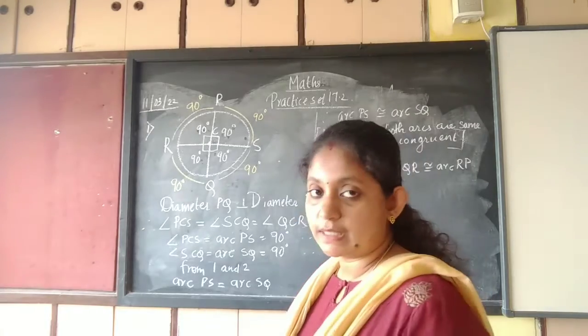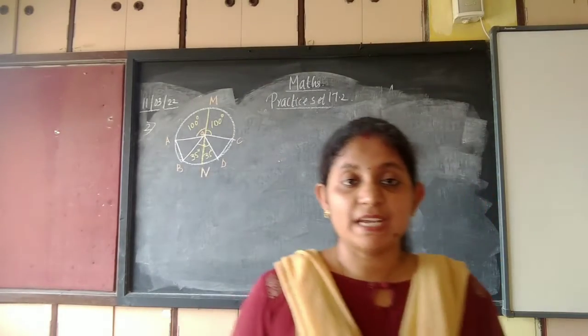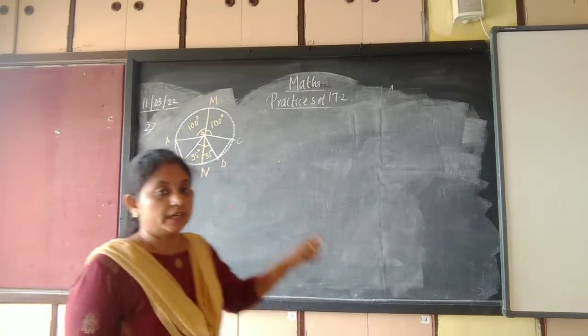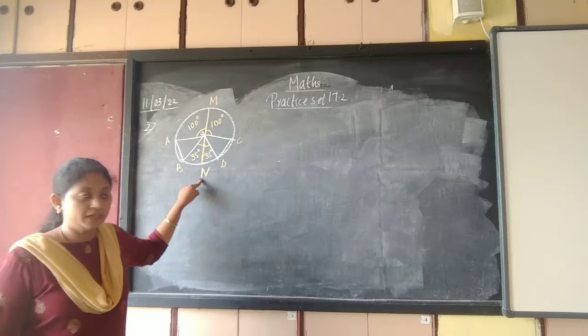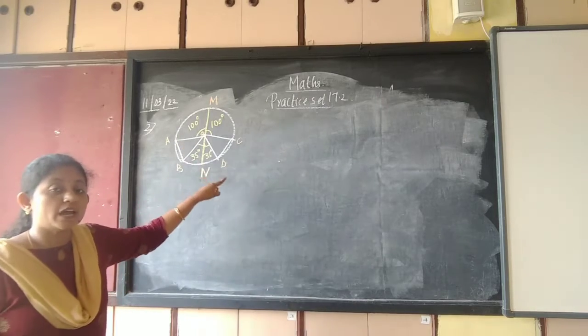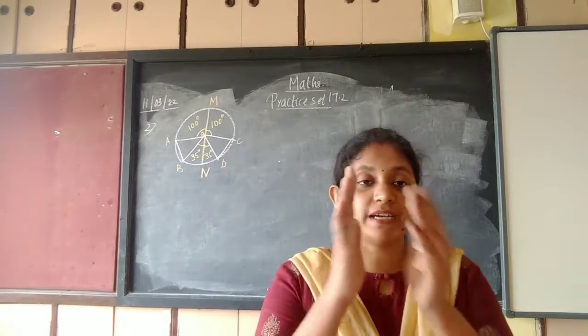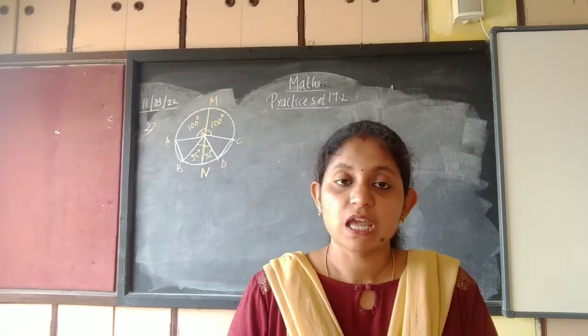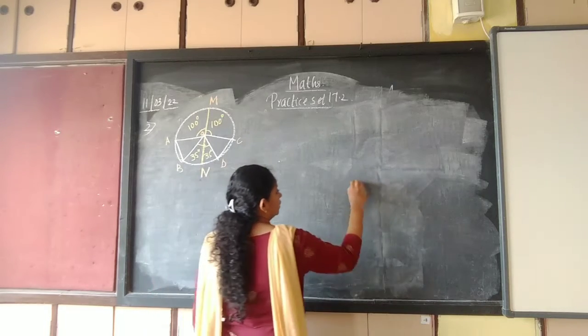Okay, so let's see what we have to do here. Now students, MN is given as the diameter of that circle, correct? You can see that MN is the diameter of that circle. Whenever a diameter is drawn, what does the diameter do to the circle? It divides the circle into two equal parts, and that part of the circle is nothing but what?